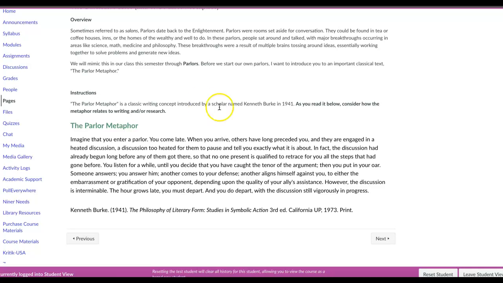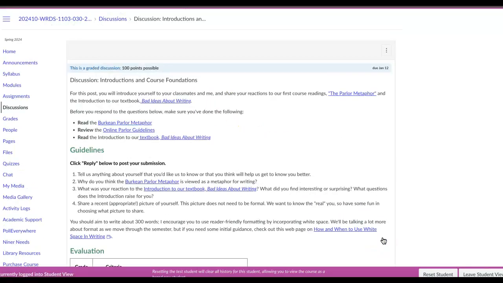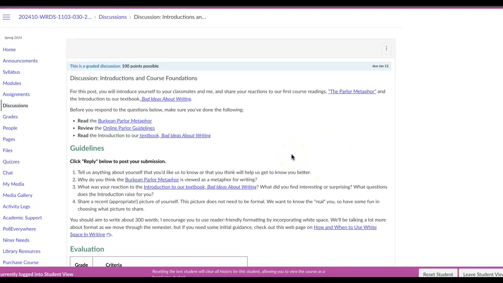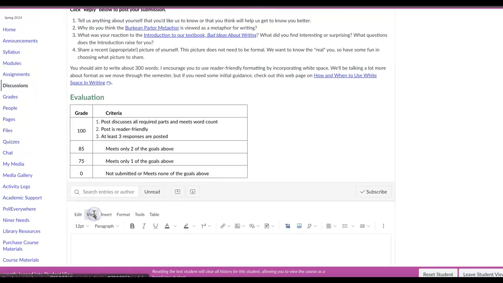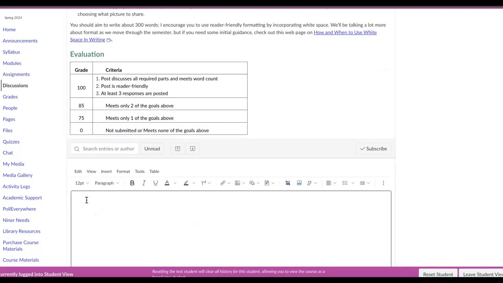Okay, so make sure you are reading that. The next thing that you'll be doing, the main thing that you'll be turning in, is a discussion post to this forum here. Okay, so you'll do these 3 things and then post your response. To post a response, you would just hit reply and post your response here.